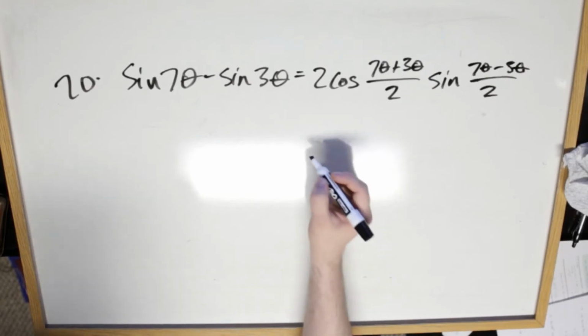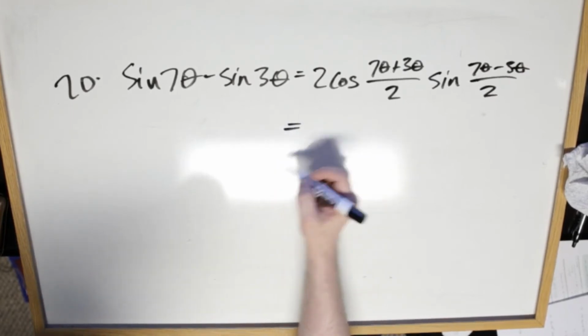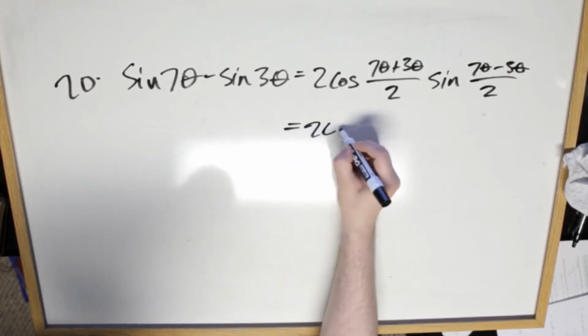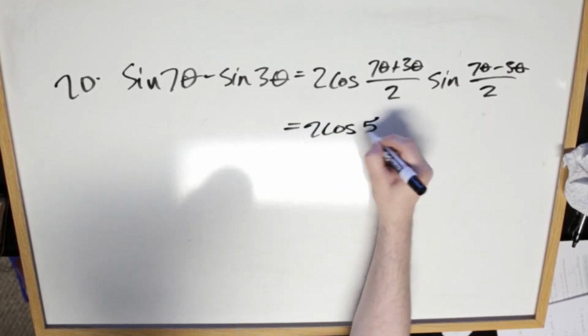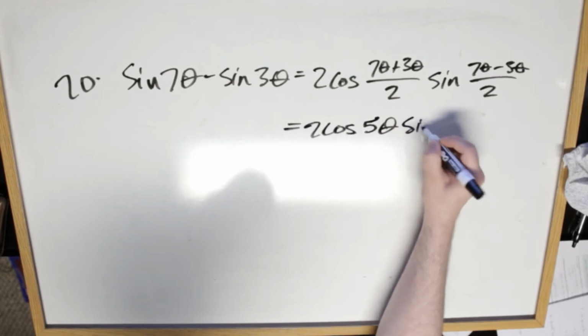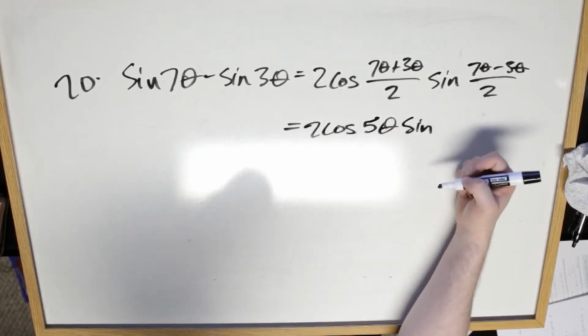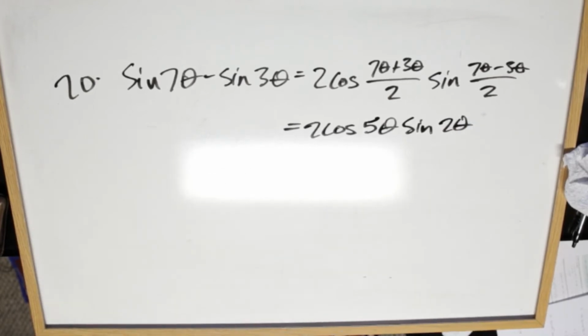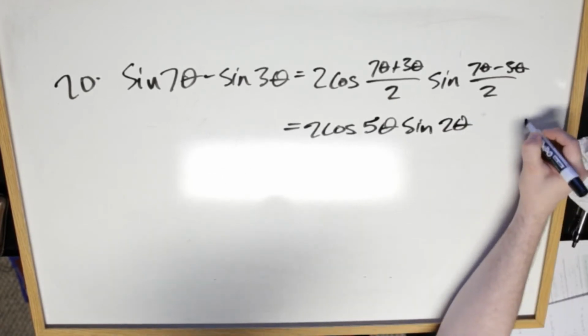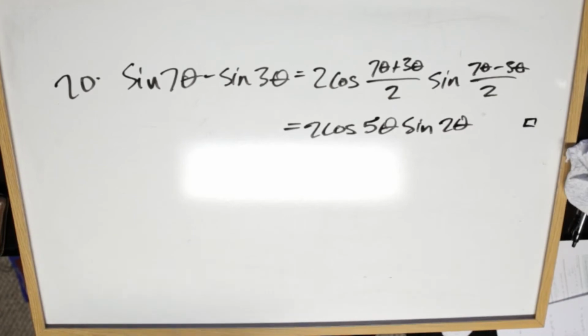Okay, so this works out to being the same thing as 2 cosine 7 plus 3 is 10 theta over 2 is going to be 5 theta. And this is going to be sine of 7 minus 3 is 4 over 2 is going to be 2 theta. Okay, and I haven't been putting my boxes, but you can go ahead and do that as well.